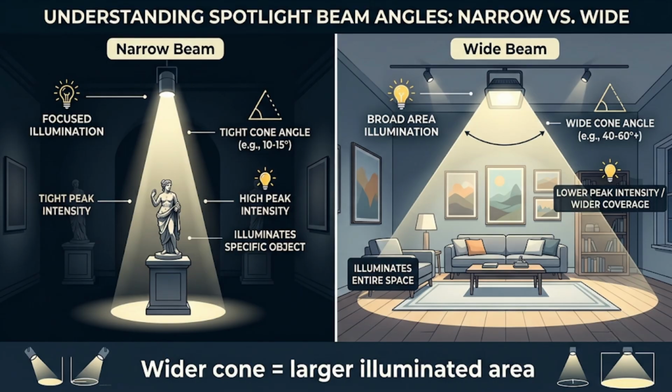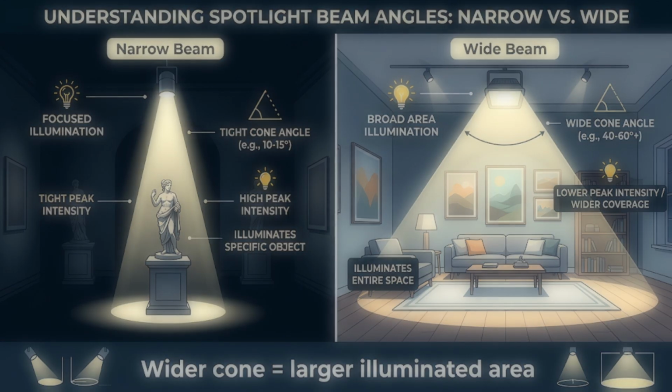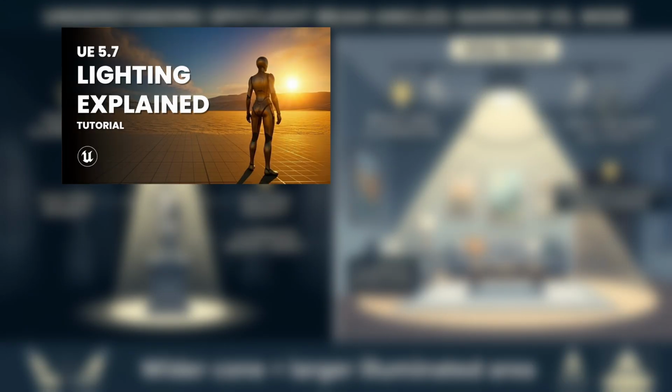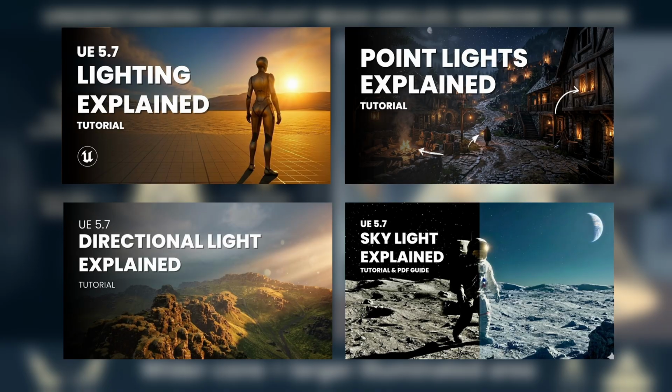And if you're new to Unreal Engine lighting, don't worry if some of these concepts are unfamiliar. I've already covered the fundamentals in previous videos, including basic lighting, directional light, skylight, and point light. Together, they explain how the main lighting systems in Unreal Engine 5 work and how they complement each other. If you're just starting your lighting journey, I recommend watching those after this video. You'll find a complete playlist linked in the description.